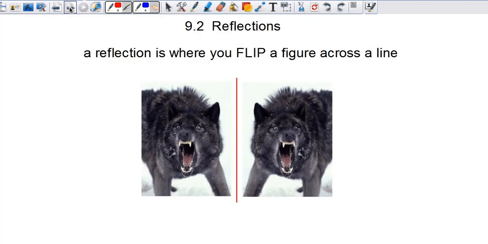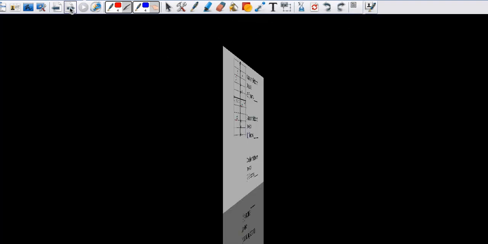All right, the next one we're going to talk about is a reflection, guys. A reflection is where you flip a figure across the line. So think of it as a mirror. When you look into a mirror, you get a reflection. It's not the exact same. It's actually the mirrored image of it. It's a flipped image, right?